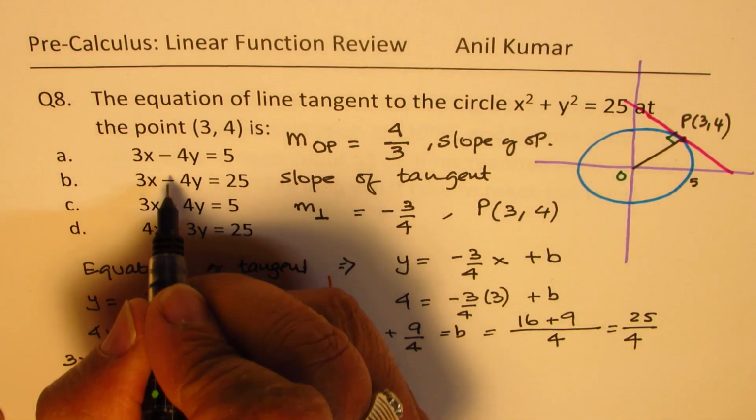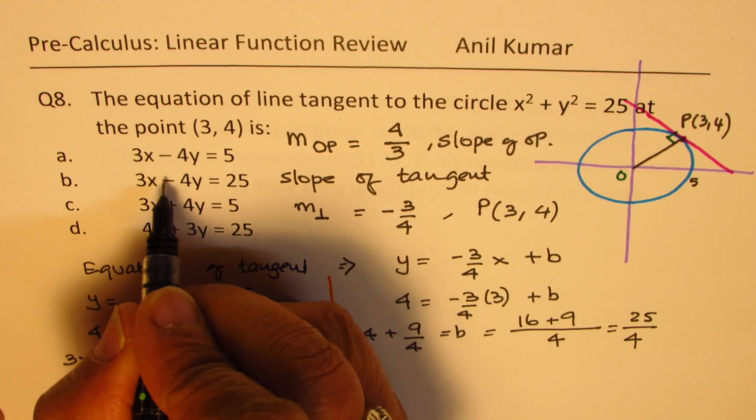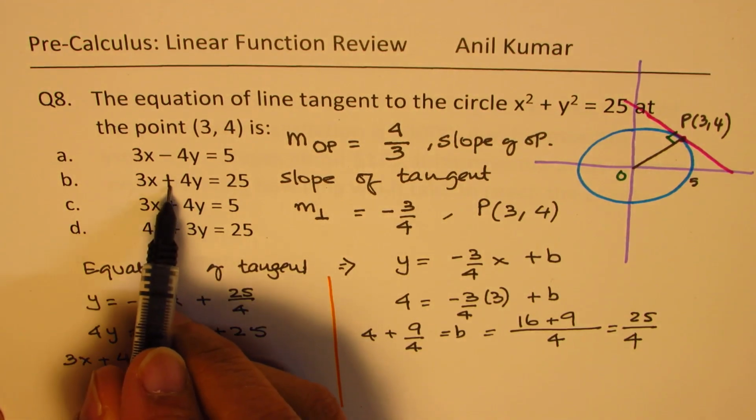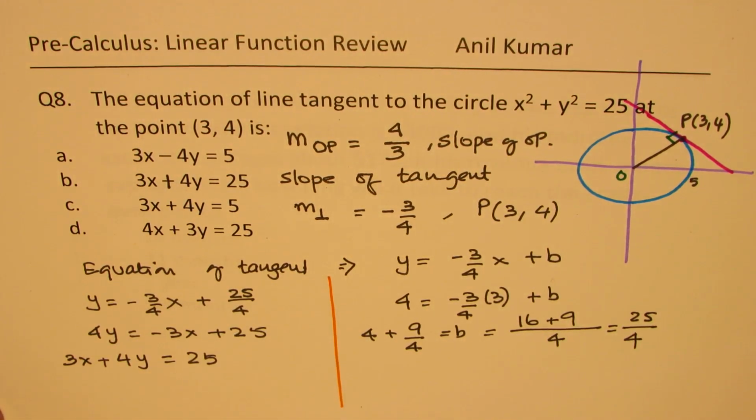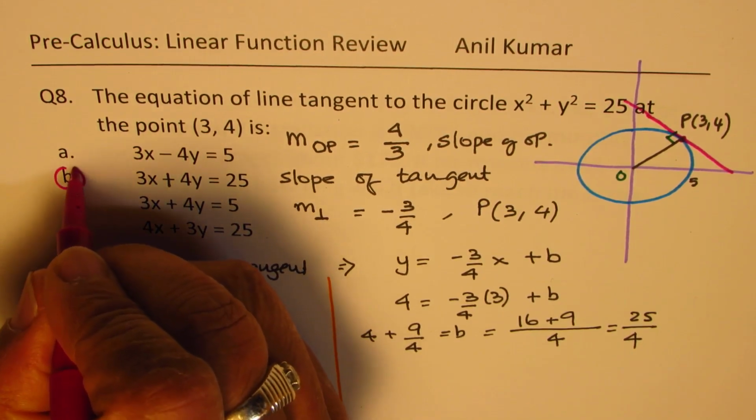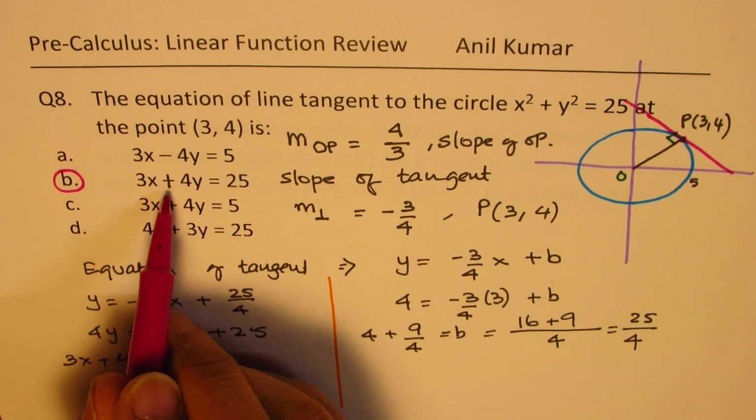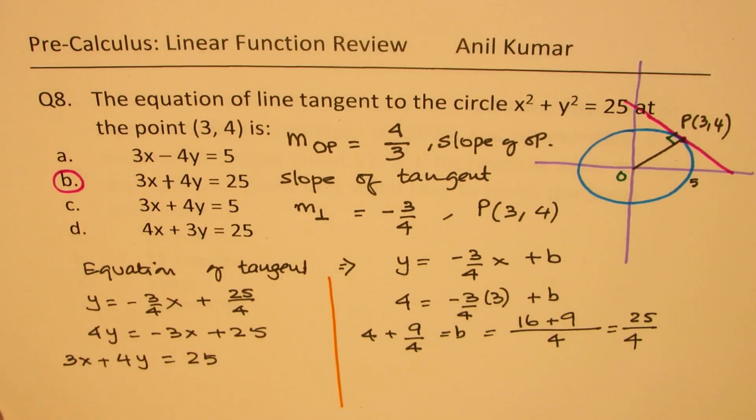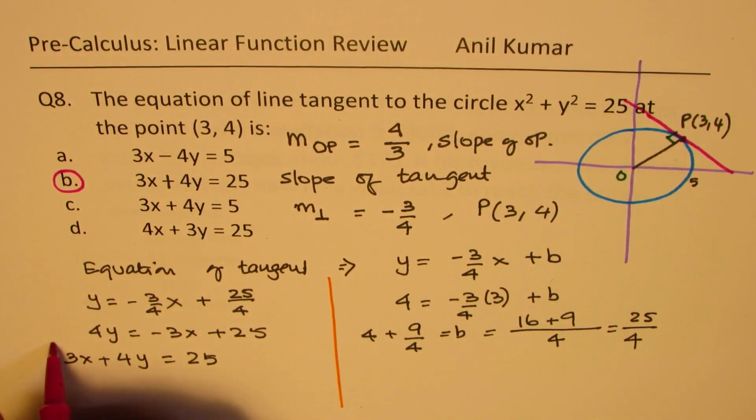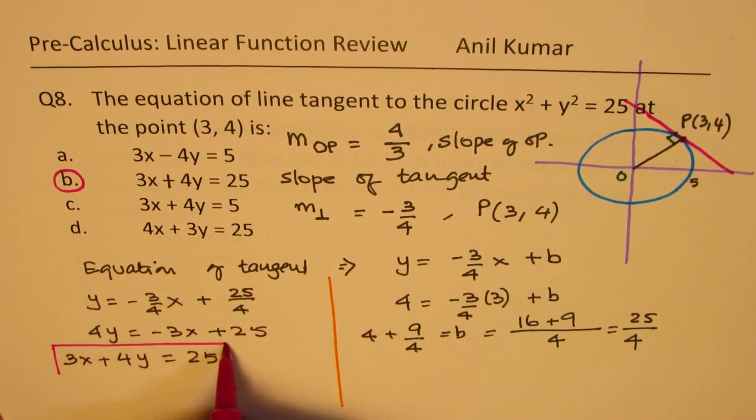So we'll make this positive. Okay, 3x plus 4y. I'm making this positive, and then that becomes a right option. So B is the right option, where we changed the sign just now, we made it positive. 3x plus 4y. So that is the equation of the line.